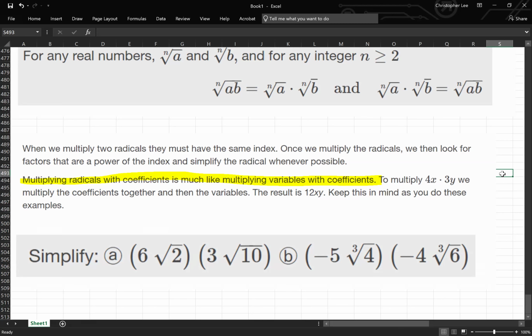So for A, I have 6 radical 2 times 3 radical 10. Try it. And then for B, I have negative 5 cube root of 4 times negative 4 cube root of 6. All right, try it out. The hint here when you're multiplying, right? Numbers with numbers, radicands with radicands.